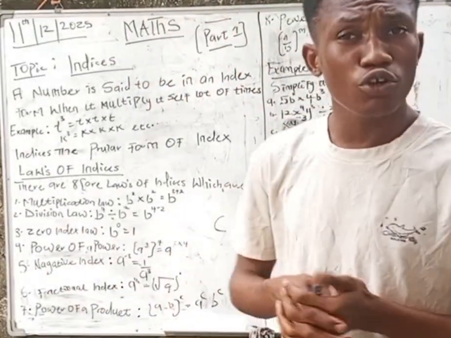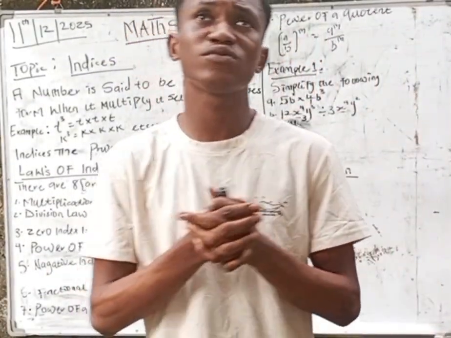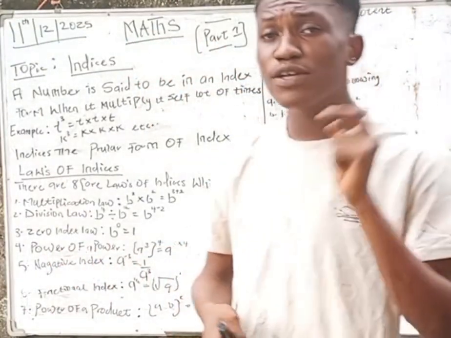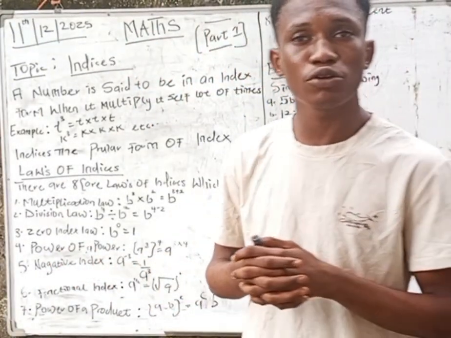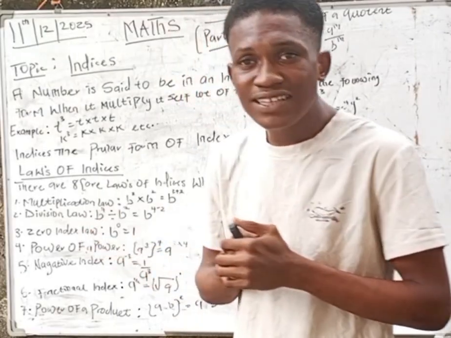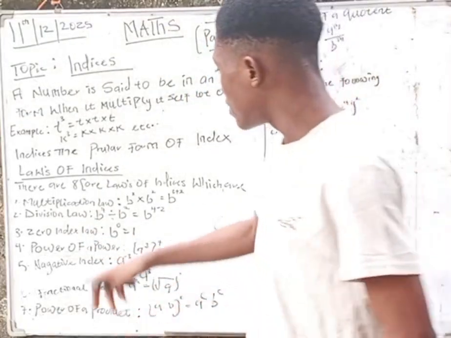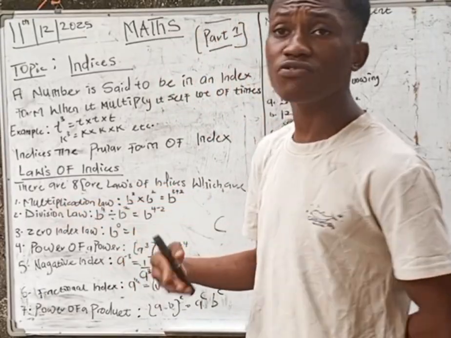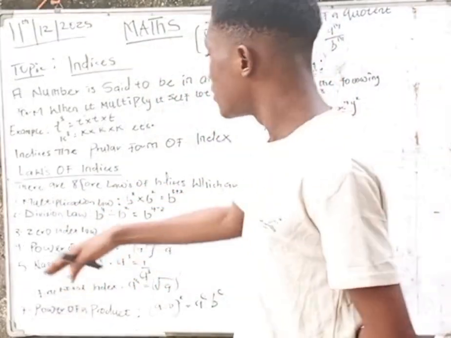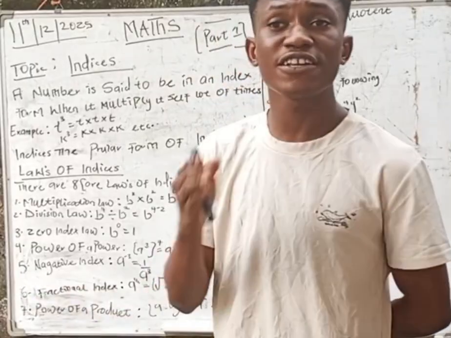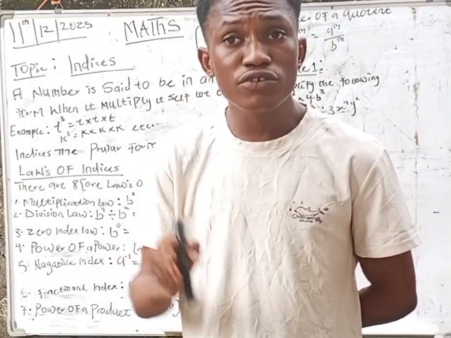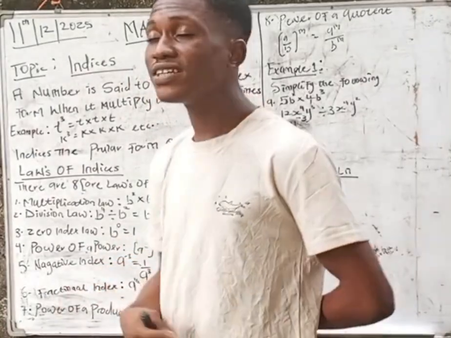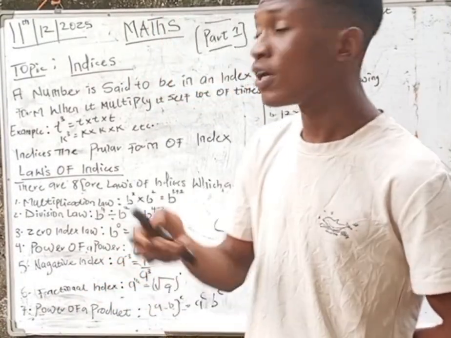So now we move on to the laws of indices. We have 8 main laws. Many people may say it's 7, but we have 8 main laws. The first one is the multiplication law, which says that we add the power of the same base. Division law says that we subtract the power of the same base. The zero index law says that any base raised to the power of 0 is 1. And the power of a power law says that we multiply the exponent.